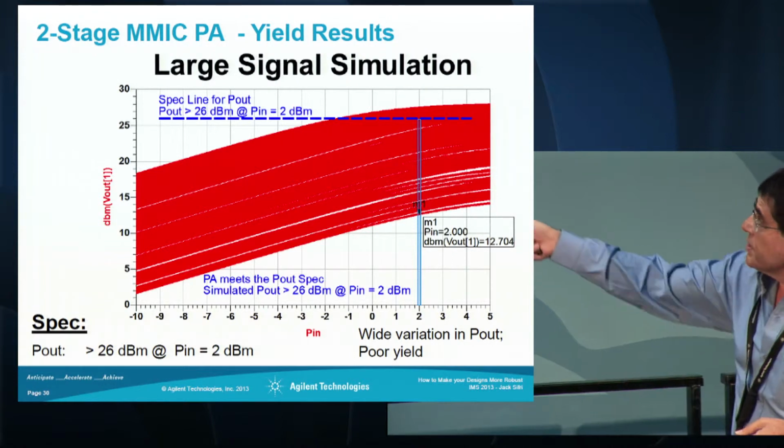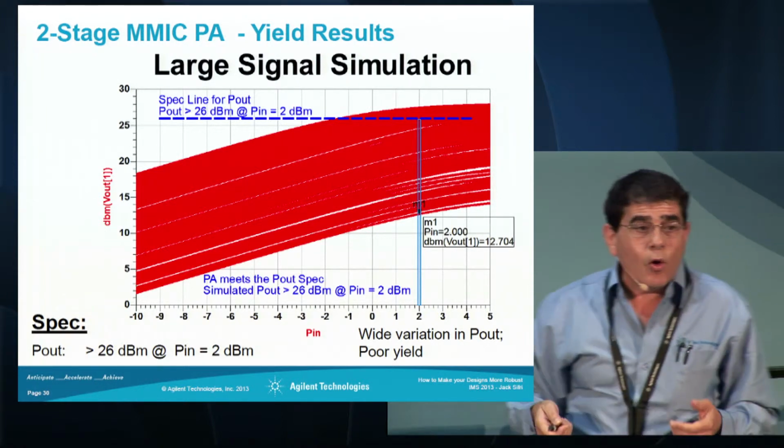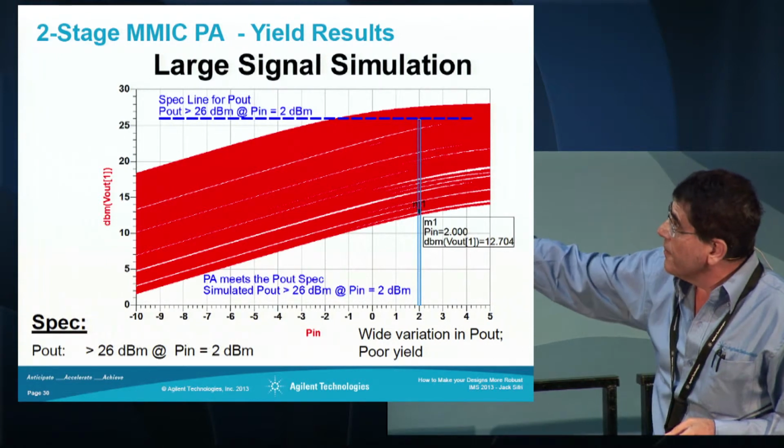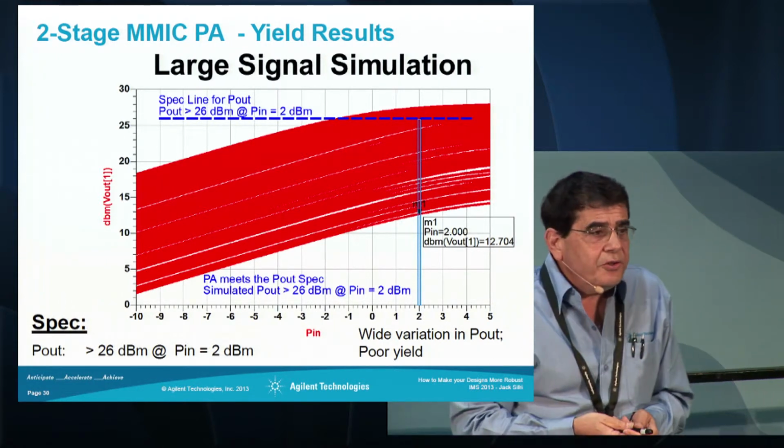This is the Monte Carlo simulation, and you can see how wide the variation and how many failures I have here. Now, what do I do? The design has a lot of components, matching networks, and where do I go? What is causing this problem?